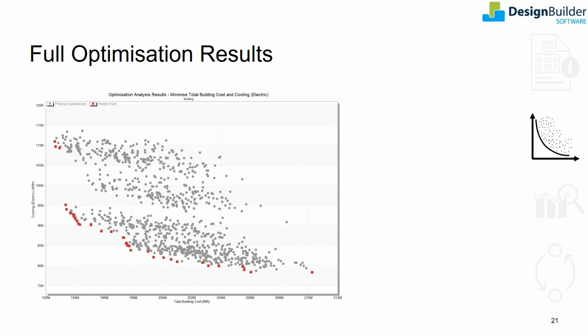We'll now look at some of the key points associated with this full optimization set at the end of the cutoff time of 12 hours. The total capital cost is shown on the x-axis and cooling energy on the y-axis. Each dot represents each of the 1,000 design solutions simulated. The red dots show the solutions that occupy the Pareto front.